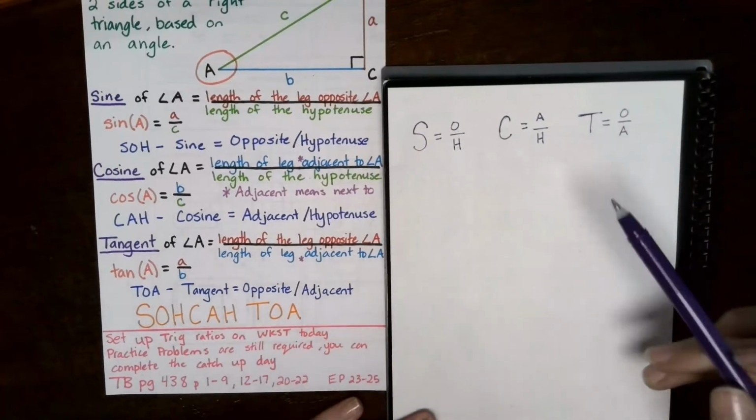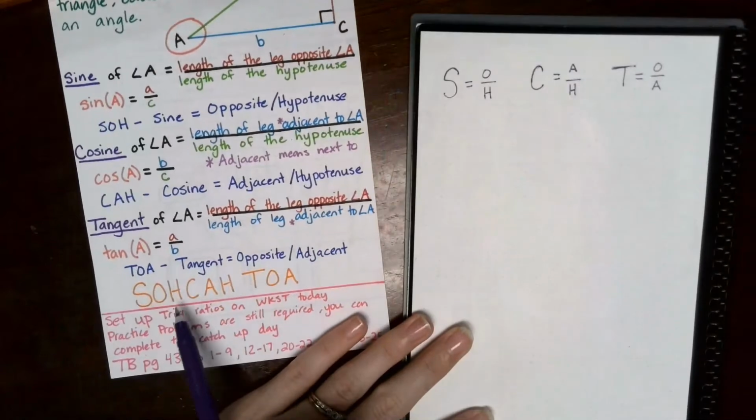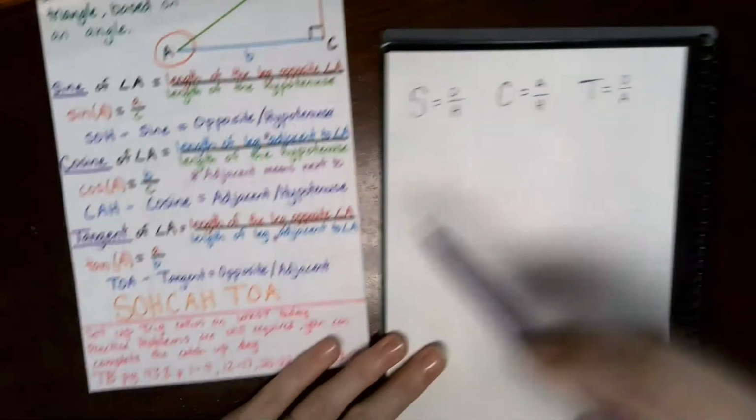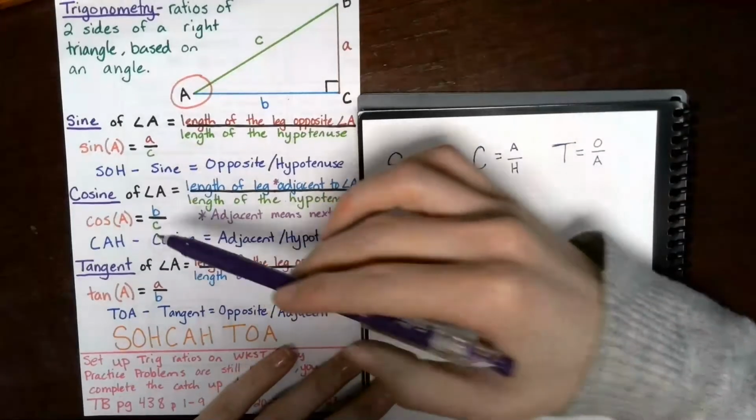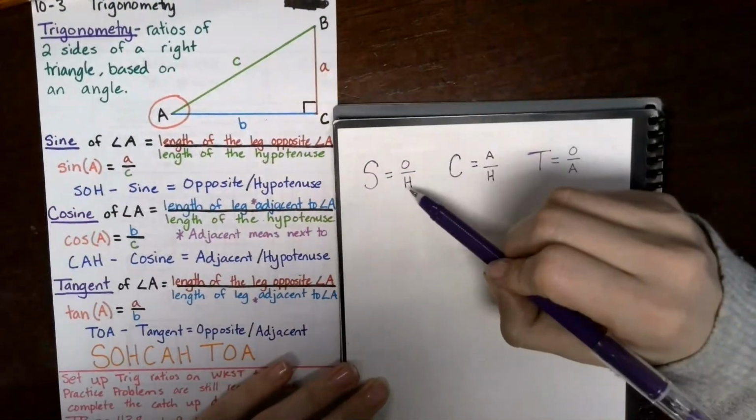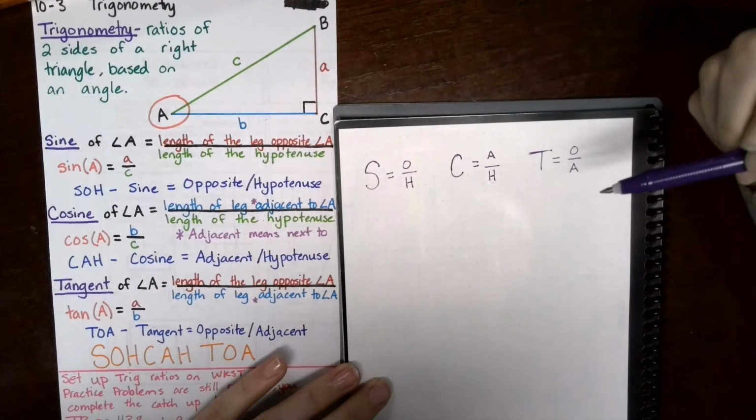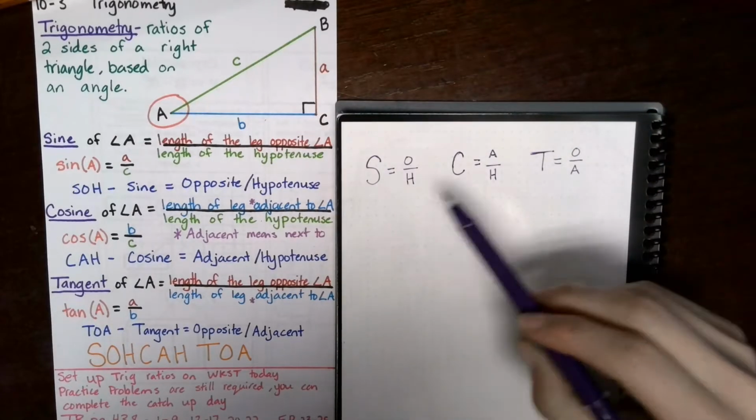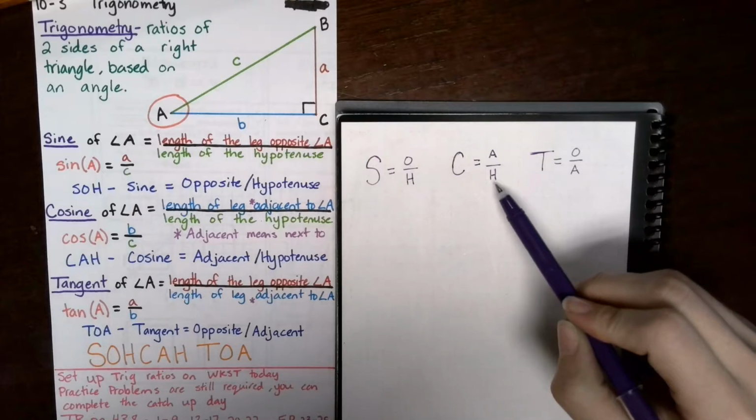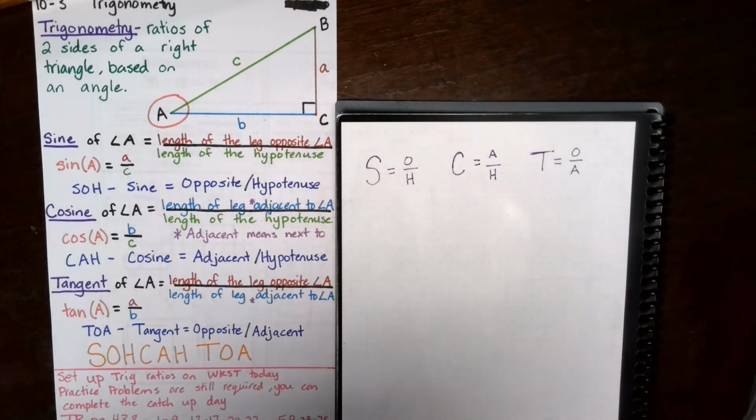SOHCAHTOA. I highly recommend writing this on the top of your paper, at the bottom of your paper, writing it in the biggest words possible, and writing it anytime you see trigonometry, anytime you see sine, cosine, or tangent. Writing out the word SOHCAHTOA will really help you to understand it. And once again, that means sine is opposite over hypotenuse, cosine is adjacent over hypotenuse, and tangent is opposite over adjacent. Now, when we're in class, I have my students repeat this about 500 times.